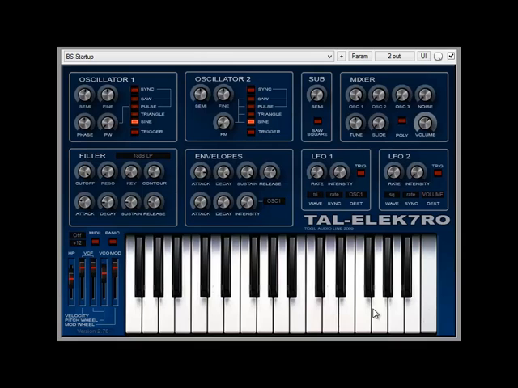Now if we increase the attack rate to full, it'll take a long time for the volume to build up to full volume. Decay defines the amount of time it takes for a note to transition from full volume to some lower volume level that is set by the sustain control. The note will be set at the sustain volume for as long as the key is pressed down.